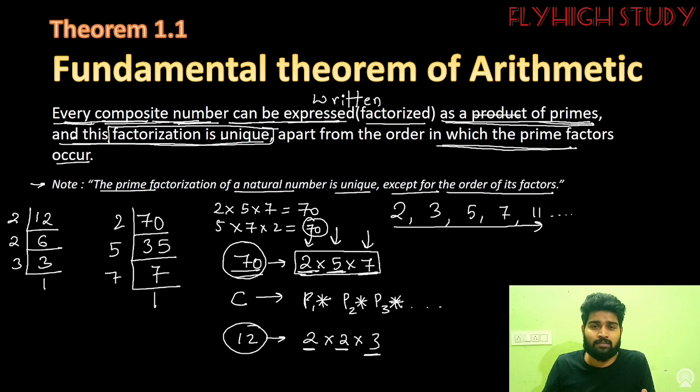What does theorem 1.1 say? Very simple. You can express a composite number as a product of prime numbers. C equals P1 into P2 into P3 and so on, where P1, P2, P3 are prime numbers. That is the fundamental theorem of arithmetic. Did you understand? Any doubts?